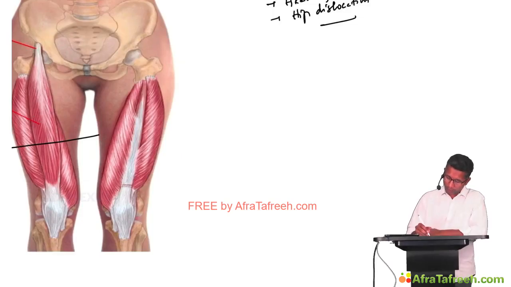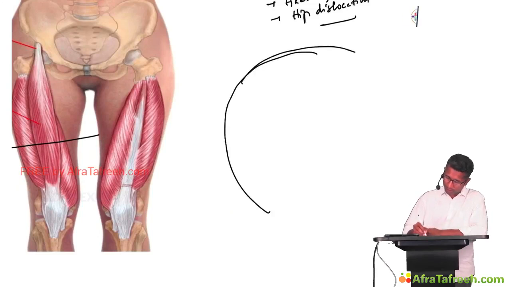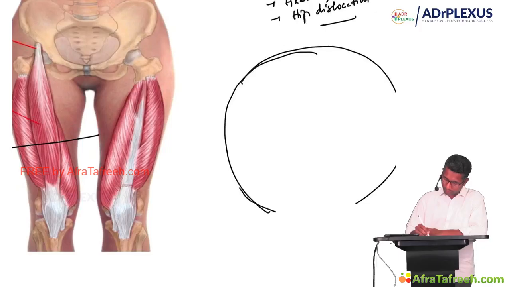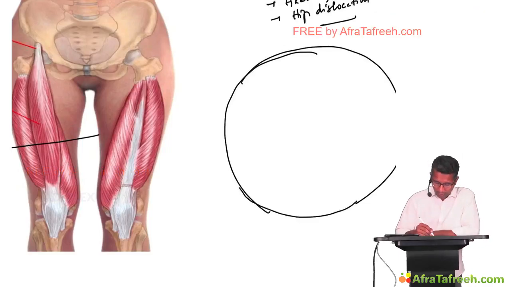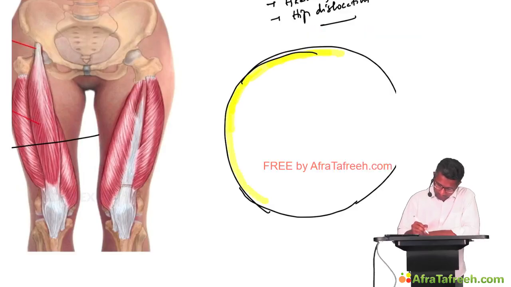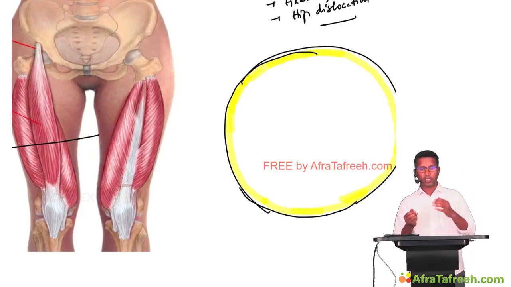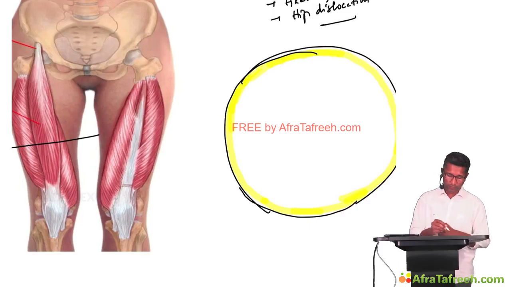Okay, so when I make a cross section of the thigh, you all know that the outermost covering of the body will be the skin. So this is the skin of the thigh region. And deep to the skin of the thigh region, there is a fascia here. This is the superficial fascia, which is present on the inner aspect of the skin. Deep to the skin, you get the superficial fascia.